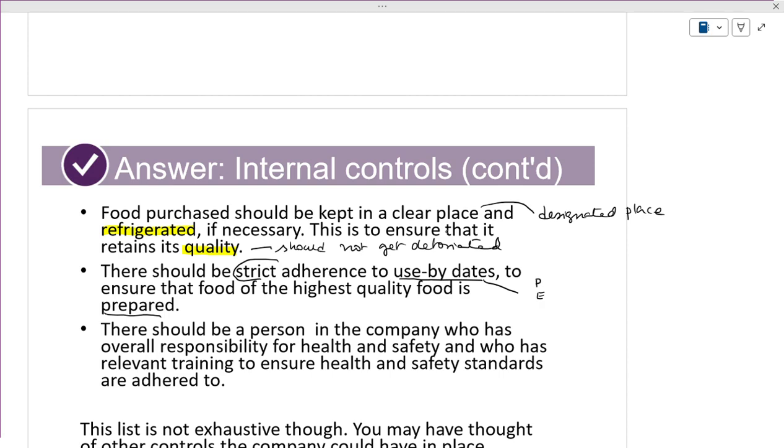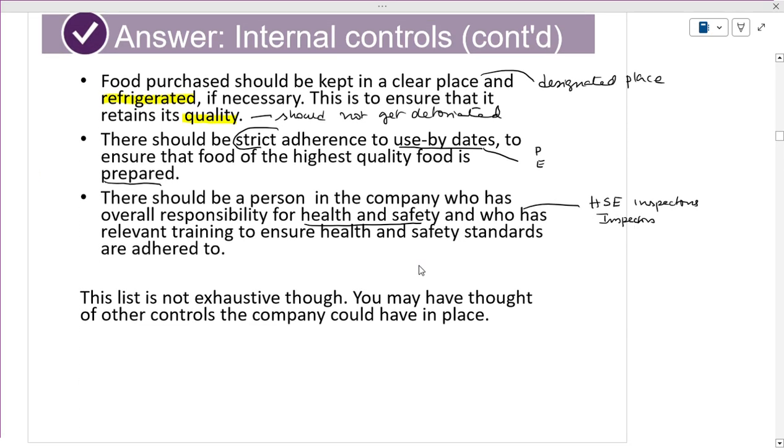There should be a person in the company who is responsible for health and safety. Nowadays everywhere you will have HSE: health, safety, and environment. This is part of today's regulations and compliance. You should have health, safety, and environment inspectors and supervisors. In most companies you have a separate department, even a director. That much importance is there, to ensure that the health and safety standards are adhered to.